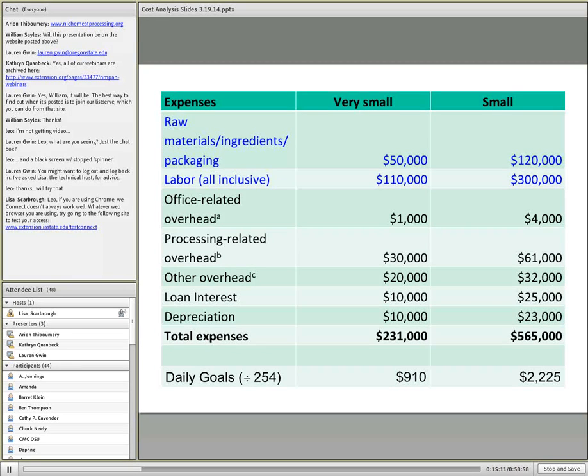If we add up all these costs, the raw materials, the labor, the office, the overhead, all these other things, and then divide by 254, which is the standard number of work days in a calendar year, we get an overhead number. When you add up all your costs based on your historical records and divide by 254, that's the amount of money you need to make every single day. So when you're looking at your processing areas, how am I going to make $910 today with a very small plant? Or with a small plant, how am I going to make $2,225?